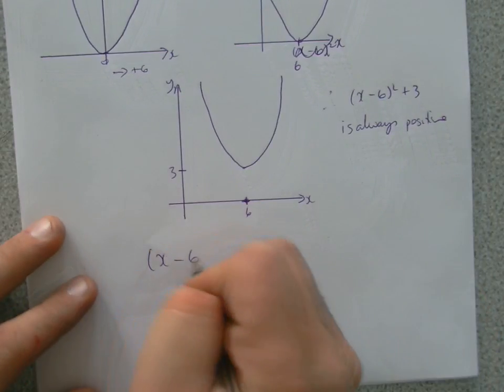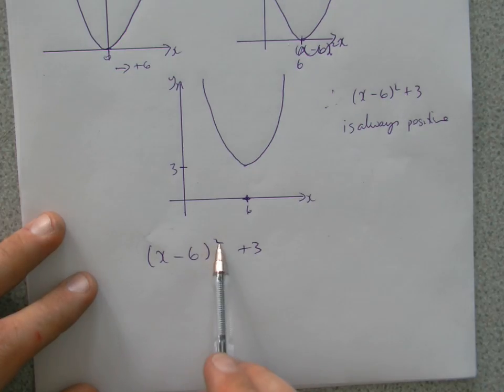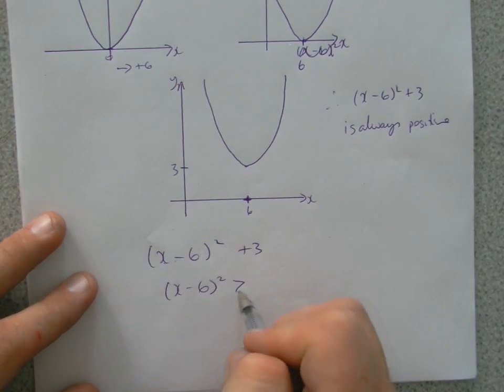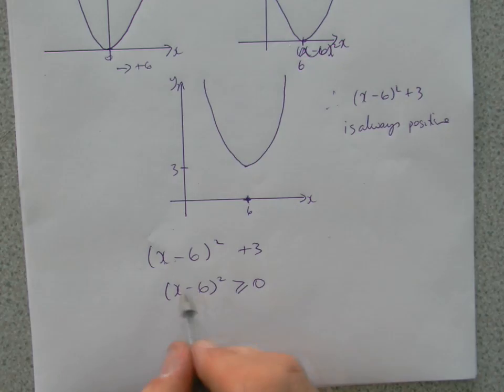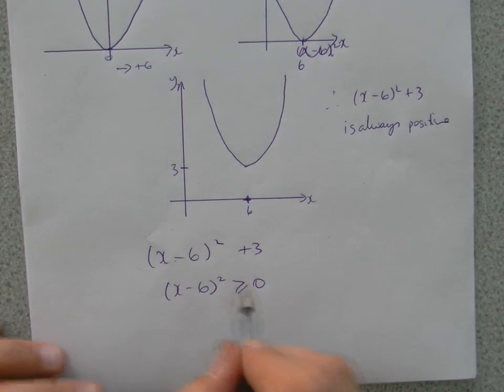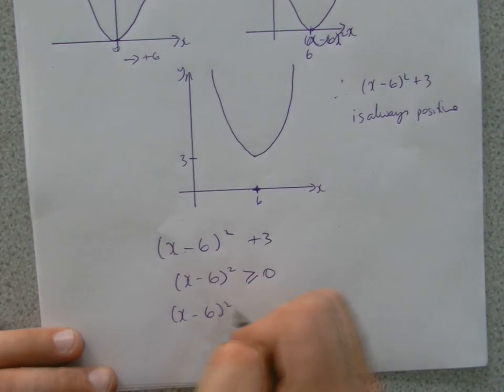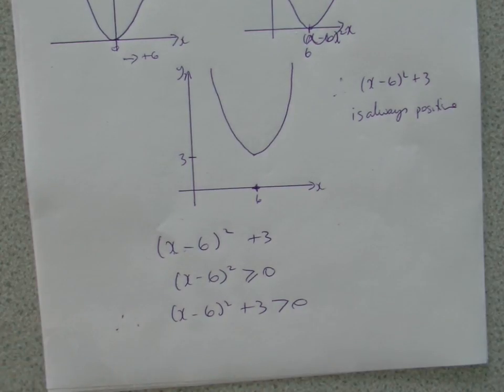What's important to remember is that this bracket here is always going to be positive, isn't it? Because you're squaring it. It doesn't matter what x is, you're squaring this whole bracket. So this will always be greater than or equal to 0. When you square something, it's positive. Even if it was negative in this bracket, when you square it, it becomes positive. So that's greater than or equal to 0. But then when you add 3 to it, it's going to make it even more positive. So we can say, therefore, it's greater than 0.